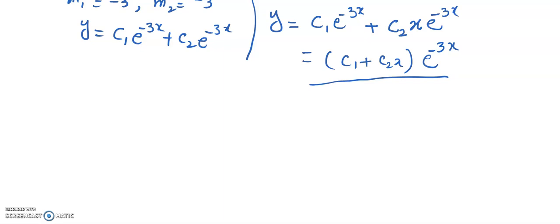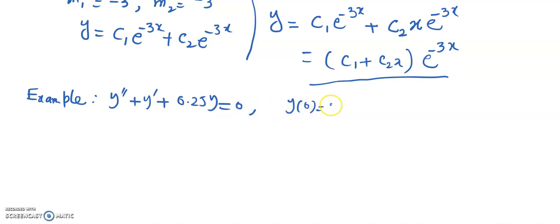Now let's try another example, for the double roots. Example: y double prime plus y prime plus 0.25y equal to 0.